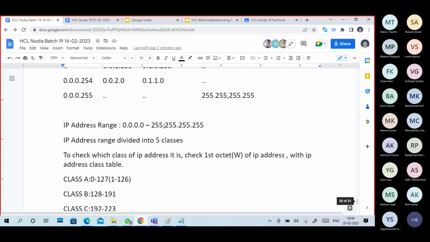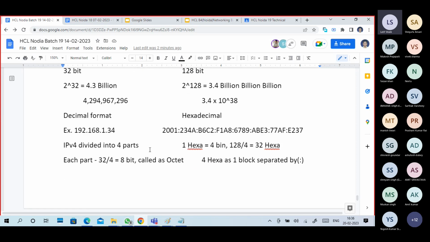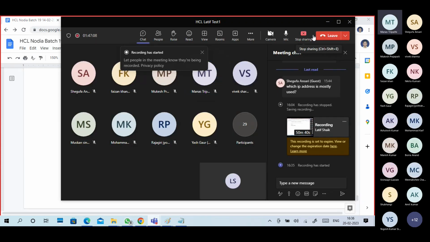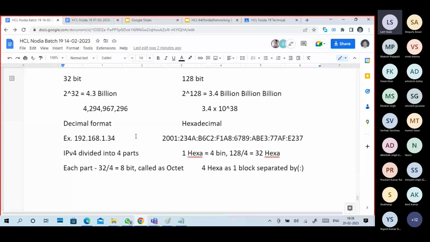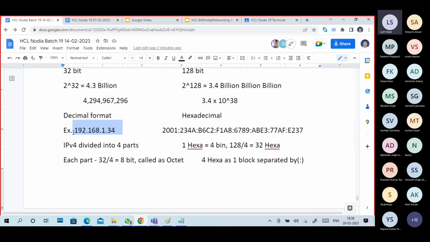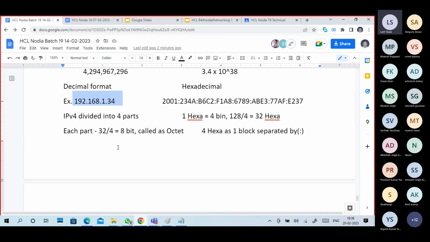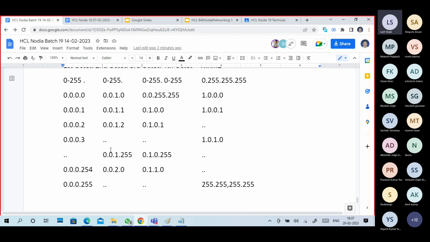So we discuss about IPv4 and some points in IPv6. IPv4 is 32 bit and you will get 4.3 billion IP addresses. It is in decimal format, divided into four parts separated by dots. Four parts means 32 bit total size, so each part is 8 bit, each called an octet. One octet's maximum value is 255.